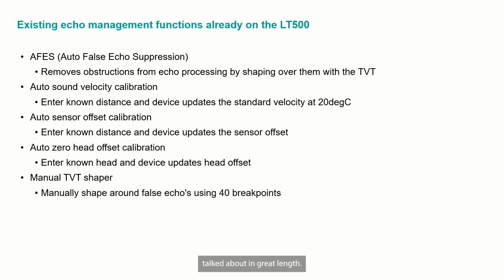Stuff that we've already talked about in great length, but just to provide a quick reminder that these echo management functions are available as well. Auto false echo suppression removes obstructions from your application by shaping around them with the TVT. We also have manual TVT shaping as the last point here. Auto sound velocity calibration, auto sensor offset calibration, and auto zero head offset calibration. That last one for open channel flow.